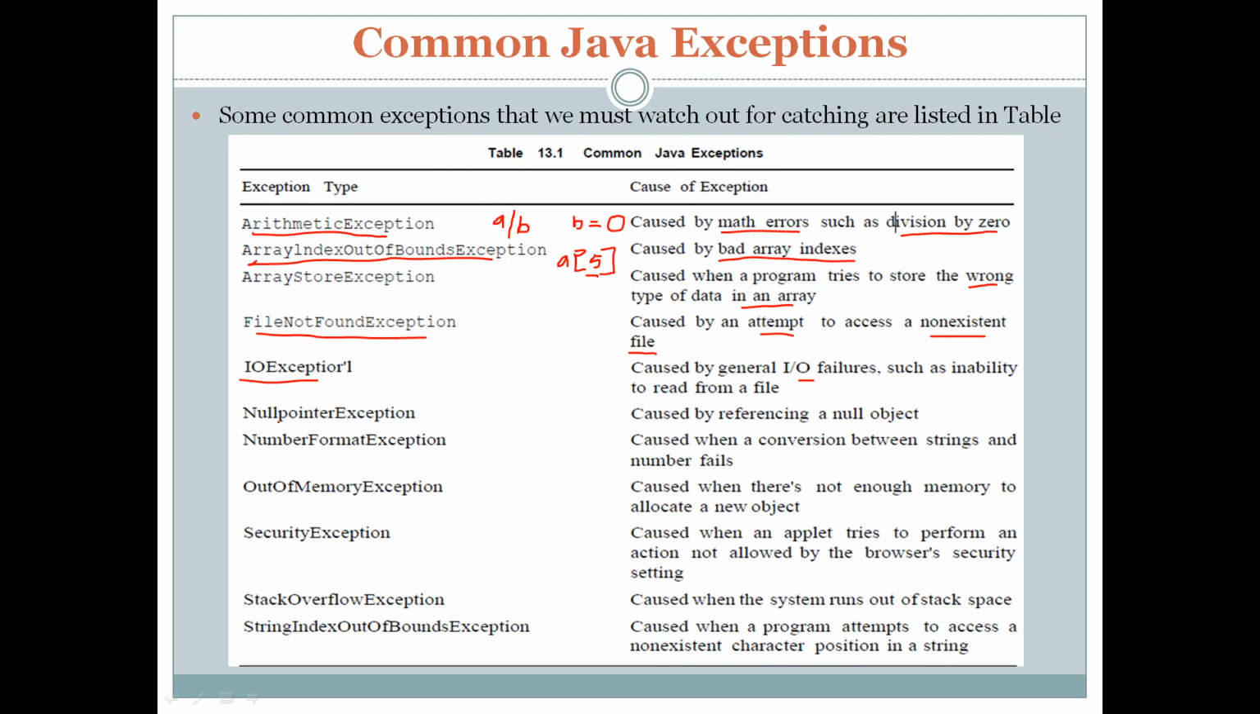Then we have null pointer exception. This is caused by referring to a null object. Null pointer exception occurs when you try to access an object which has the value null. You are trying to access an object, but the object has the value null. In such cases, null pointer exception will occur.